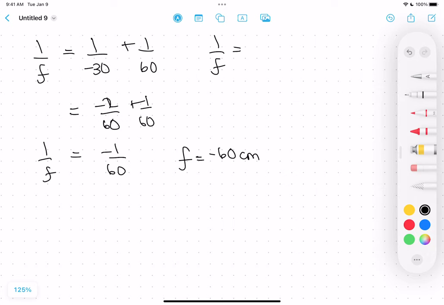Usually when you see a negative value, it'll be virtual images, diverging lenses, convex mirrors. Concave would be positive.